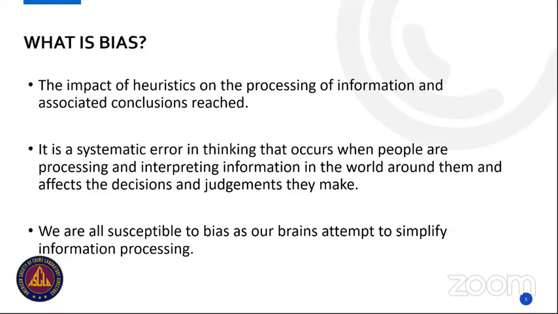So we're all susceptible to bias because this is literally the way that our brains process information. And we do it to make it easy, to simplify information processing so we can quickly reach those conclusions. And this has been important to the way that humans process and interact with the world around them, but it can lead us astray.